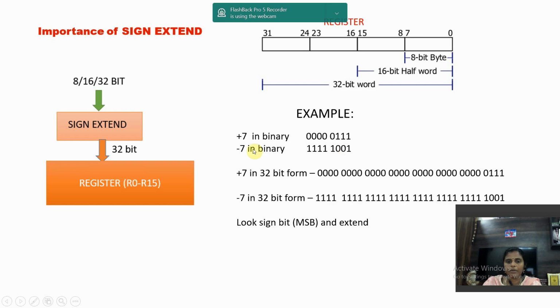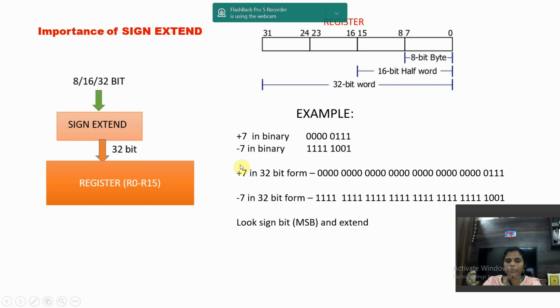So let's see an example. How do you represent plus 7? Plus 7 in terms of 8 bits is 0 0 0 0 0 1 1 1. How do I represent minus 7? Minus 7 is represented by 2's complement. What is 1's complement? Changing 0 to 1. And what is 2's complement? Adding 1 to the LSB. So minus 7 is 1 1 1 1 1 0 0 1.